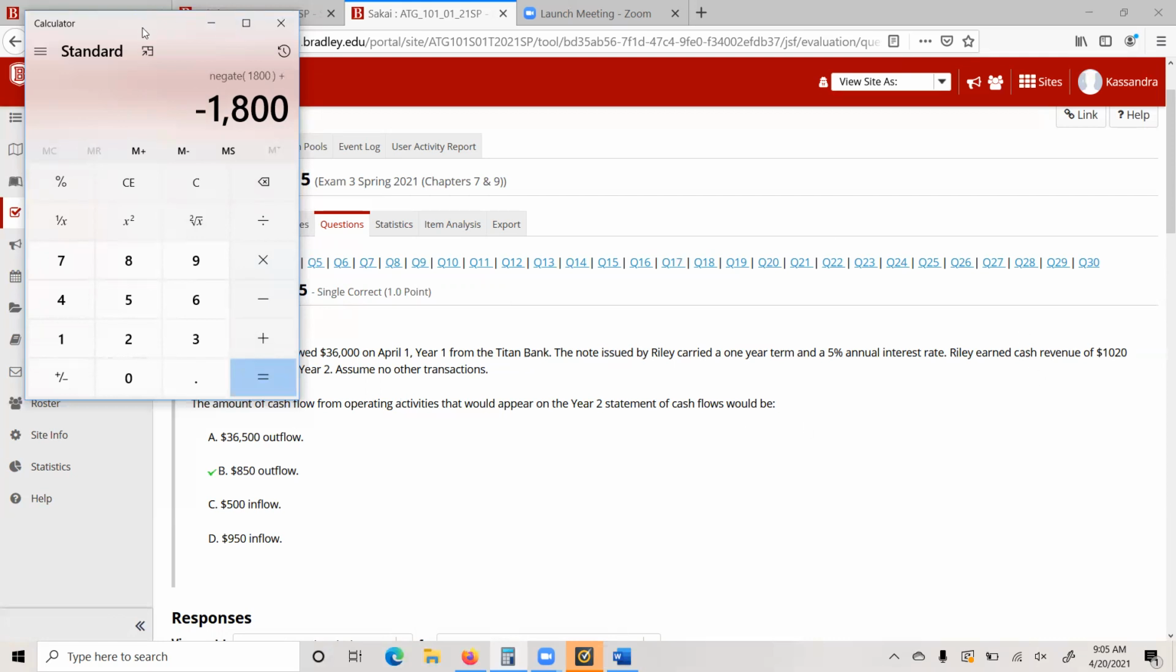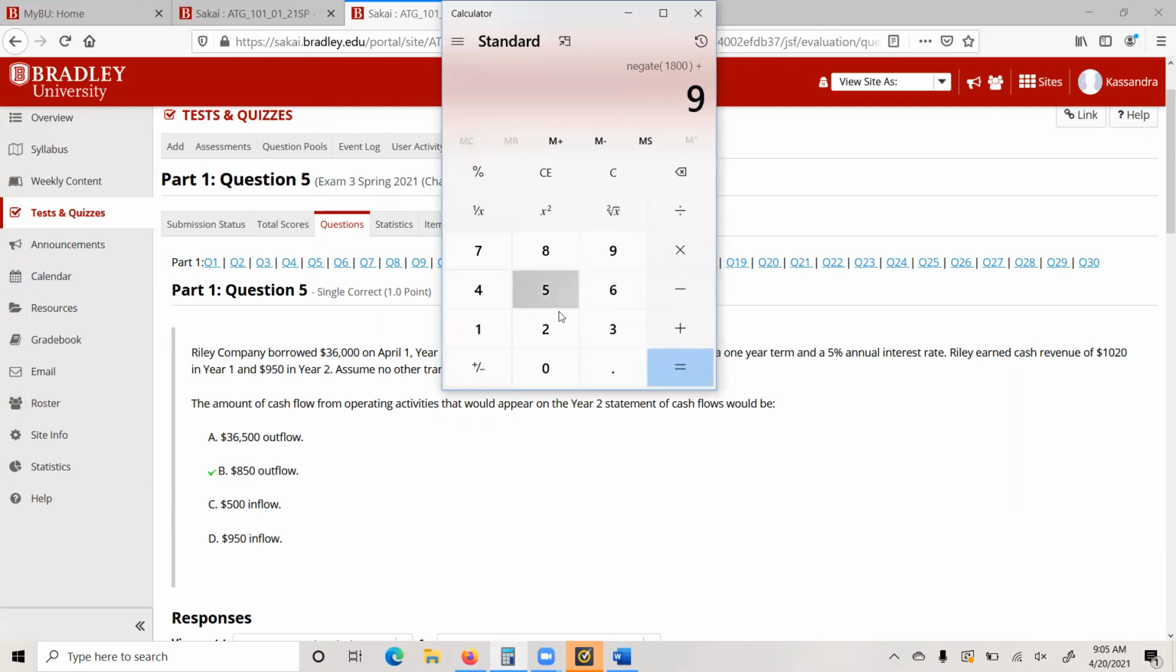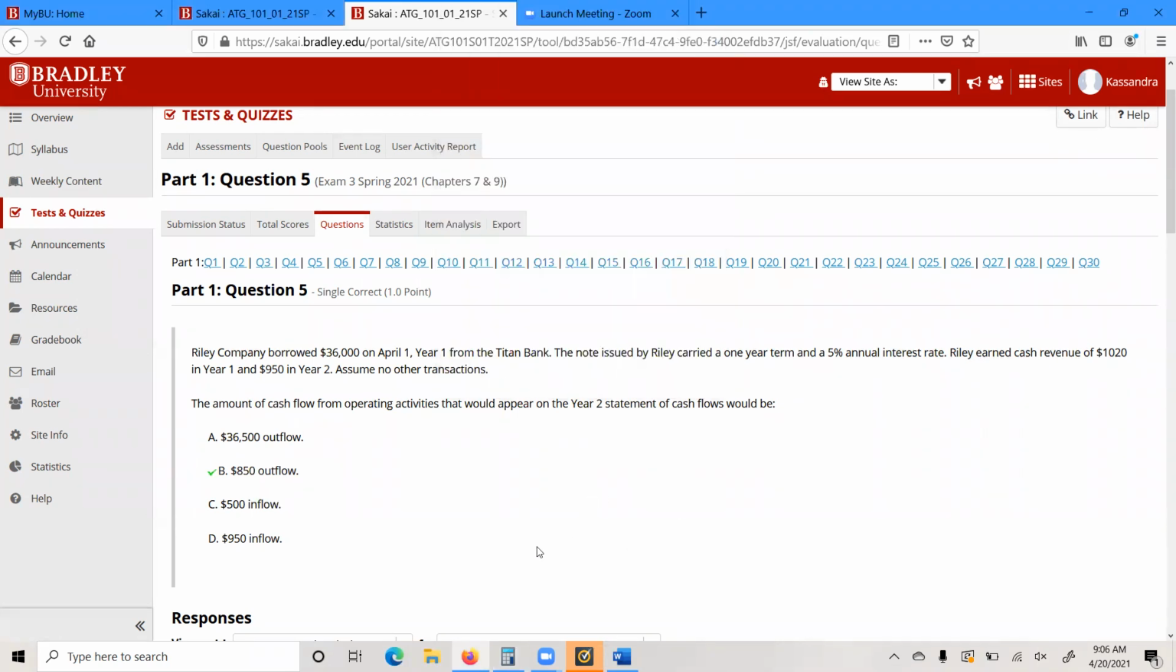plus there was cash revenues of $950, as the problem showed here in year 2. So we would have had $950 inflow, $1,800 outflow for interest, combined was $850 outflow from operating activities. So that's why answer B is our correct response and not answer C. Answer C only takes into effect the accrual of the interest and not the amount that was paid. So that was our problem 5.